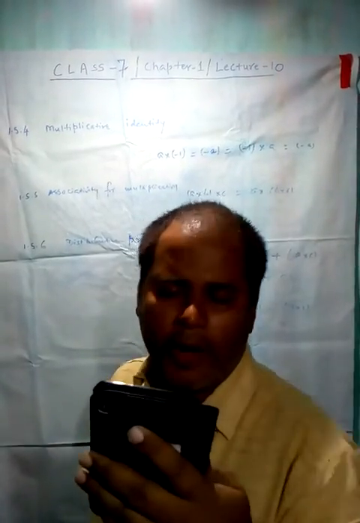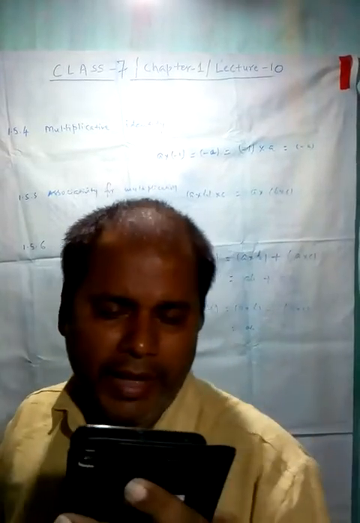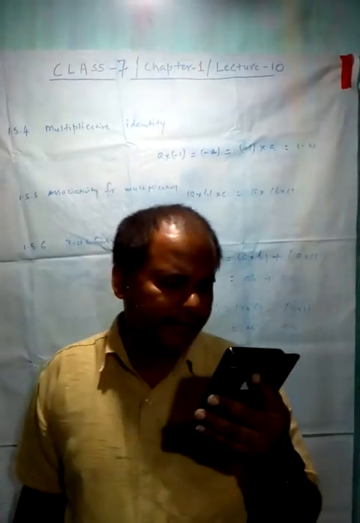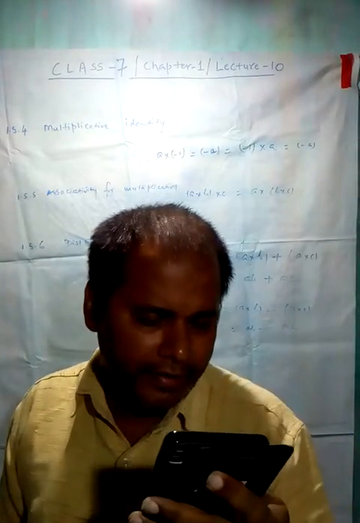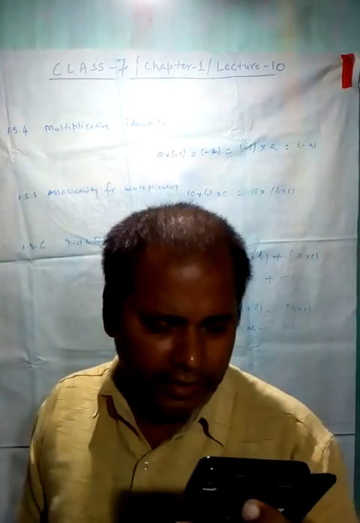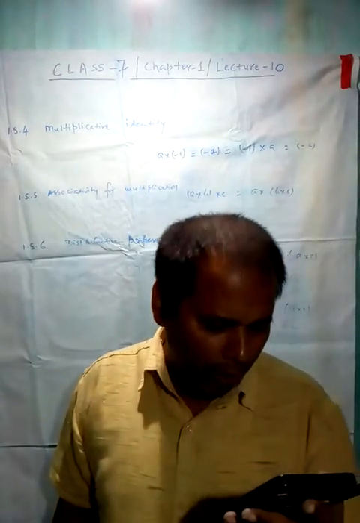Next topic is 1.5.4, multiplicative identity. We know that 1 is the multiplicative identity for whole numbers. Check that 1 is the multiplicative identity for integers as well. Observe the following products of integers with 1.